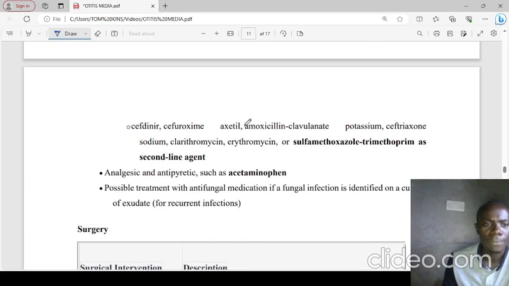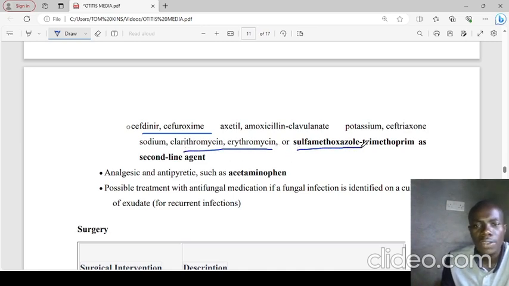Great. So what is the second line drug? We could have cephalosporins, amoxiclav, ceftriaxone, clarithromycin, erythromycin, or sulfamethoxazole trimethoprim as a second line. If you're working in Kenya, sulfamethoxazole trimethoprim is readily available, so that's why we prefer this one.